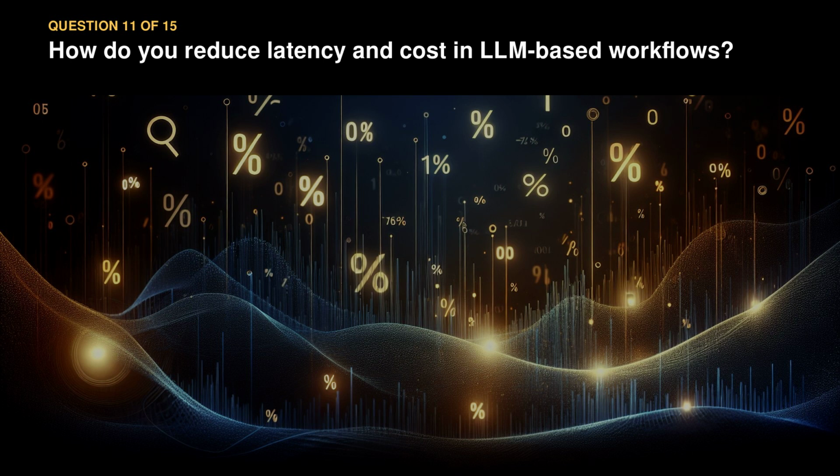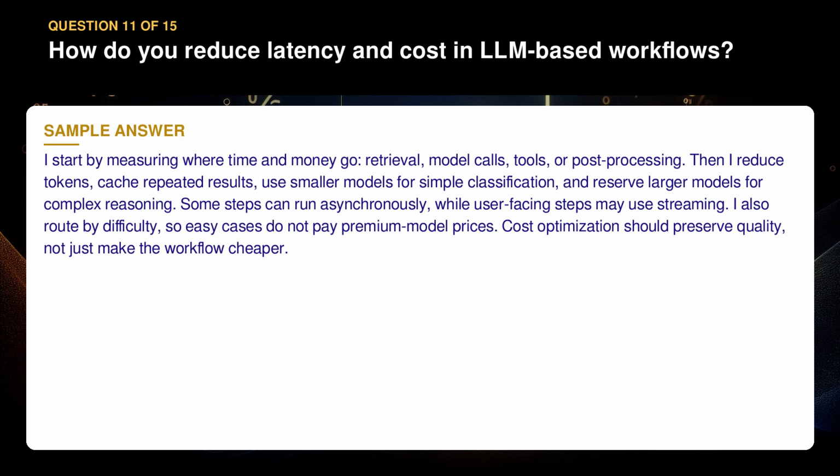Question 11. How do you reduce latency and cost in LLM-based workflows? I start by measuring where time and money go: retrieval, model calls, tools, or post-processing. Then I reduce tokens, cache repeated results, use smaller models for simple classification, and reserve larger models for complex reasoning. Some steps can run asynchronously, while user-facing steps may use streaming. I also route by difficulty, so easy cases do not pay premium model prices. Cost optimization should preserve quality, not just make the workflow cheaper.